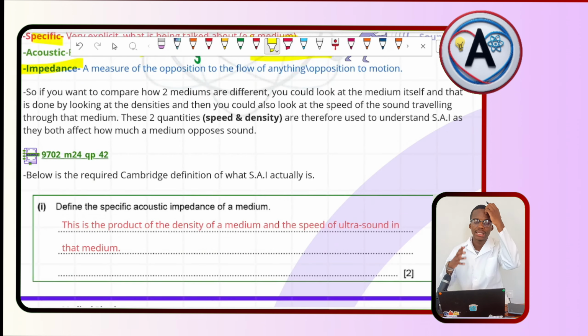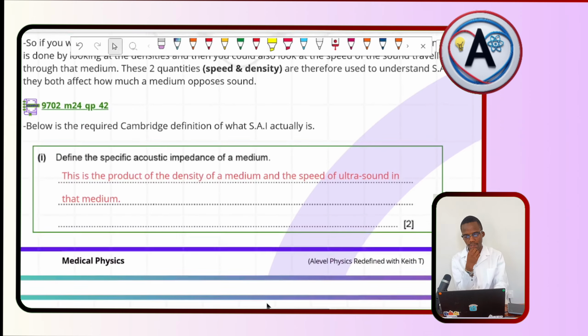Or you could also look at the speed of the sound itself. You can look at the speed of the sound as it's moving, or you could look at the density of the material that you're moving through. And those are the two factors that could affect how that sound is opposed in motion. If it's very slow, there's going to be an effect on how it's opposed. If it's moving fast, there's also going to be an effect.